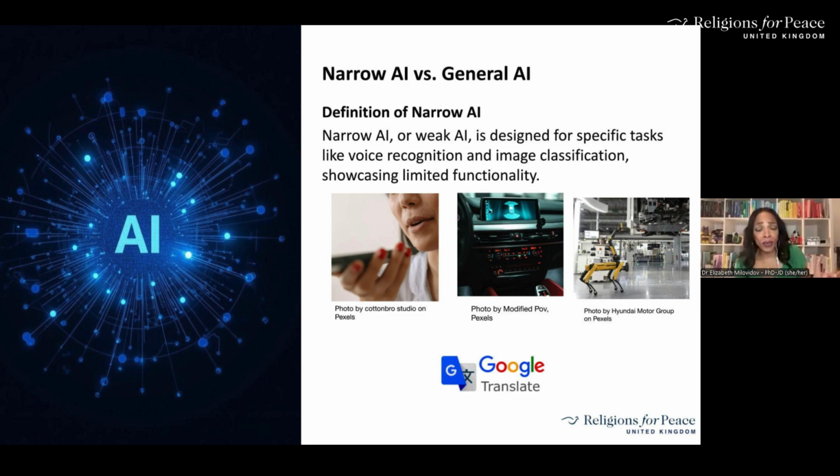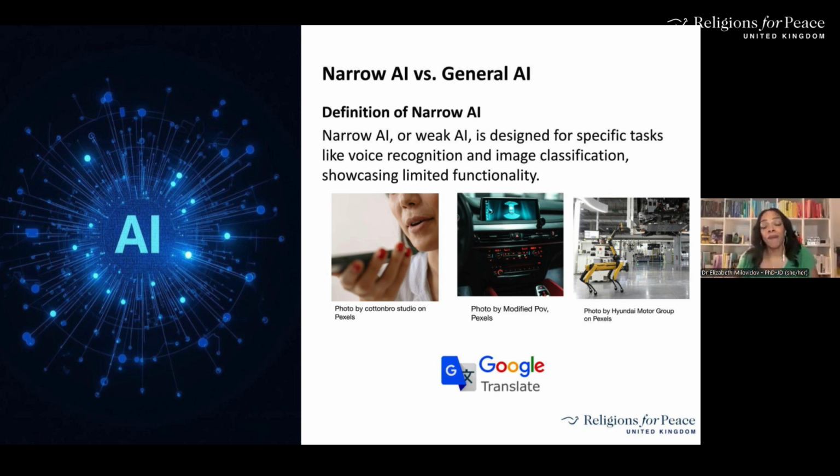There are also other examples like Google Translate. I love Google Translate. It uses narrow AI to translate text from one language to another, right? So this is just a very small example. It's not going to do a whole bunch of things. And this is very limited functionality.